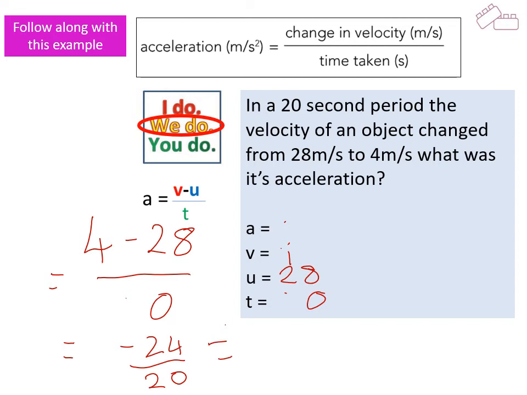Right, minus 24 divided by 20. Answer is minus 1.2. Now that's obviously not finished, need to do the unit, meters per second squared, and I'm going to underline that. So I know that I got a minus answer, and that's not wrong, it just means it's slowing down. So hopefully you managed to follow that one.